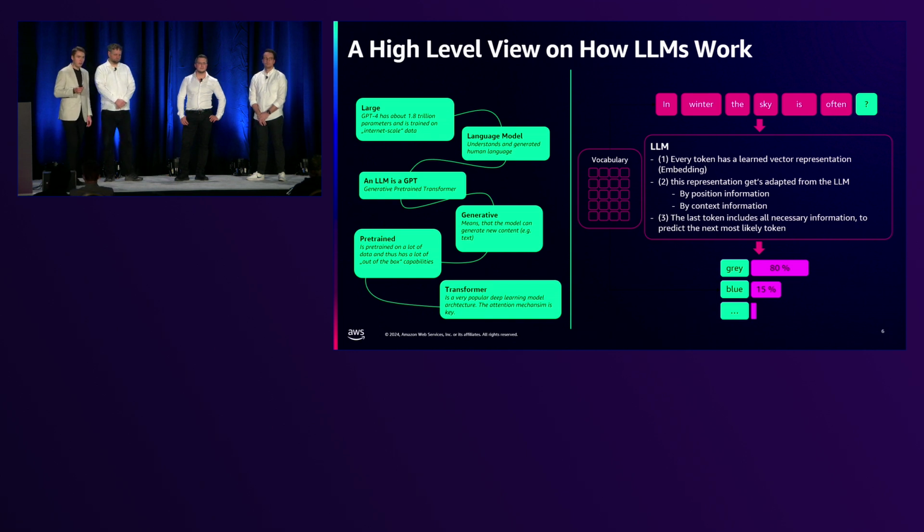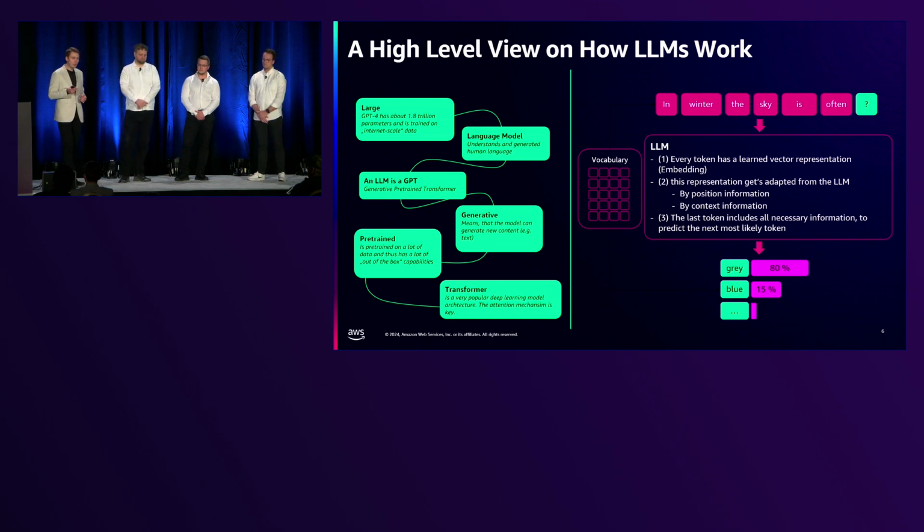Each of those tokens, or in our case words, has a learned vector representation in very high dimensional space, which is called an embedding. And those embeddings are aligned in that high dimensional space so that they encode some kind of semantical meaning of those tokens.